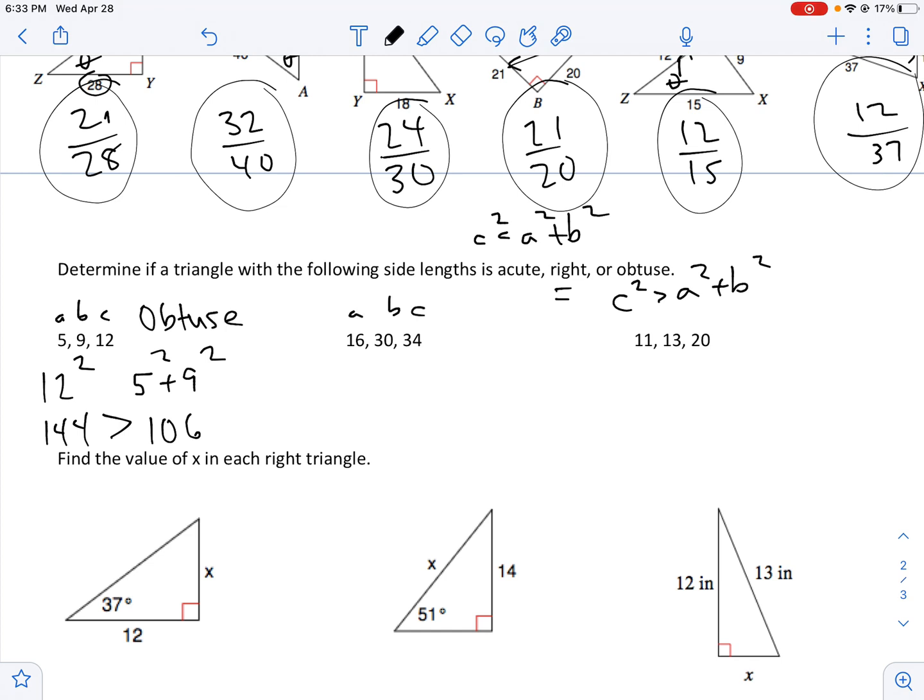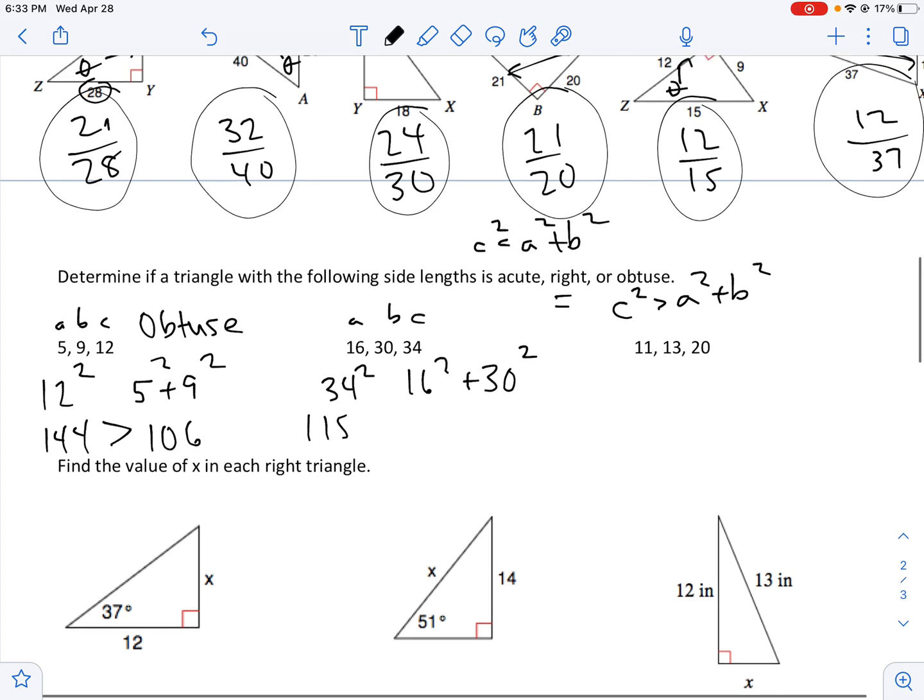We got A, B, C. So 34 squared, 16 squared plus 30 squared. 34 squared is 1,156. 16 squared plus 30 squared is also 1,156. So these are equal. So this is a right triangle.